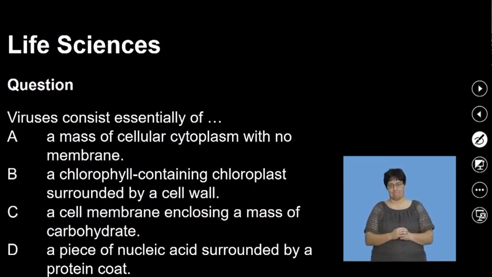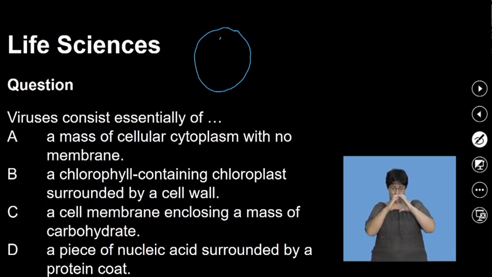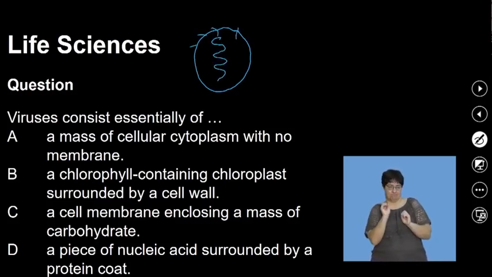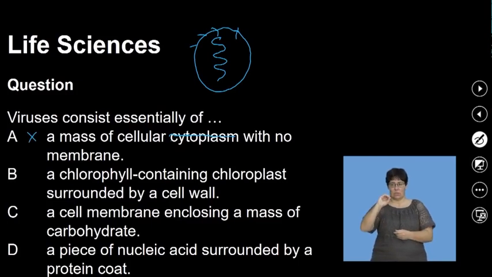Okay, the next multiple choice question: viruses consist essentially of. Where do we go? We have a capsule, we have genetic material, and maybe those spikes, because that's what my head is saying. I've done the structure, let me see what fits. A, a mass of cellular cytoplasm. I see cytoplasm, can't be, because only living cells have cytoplasm. So I'm going to put a cross there.